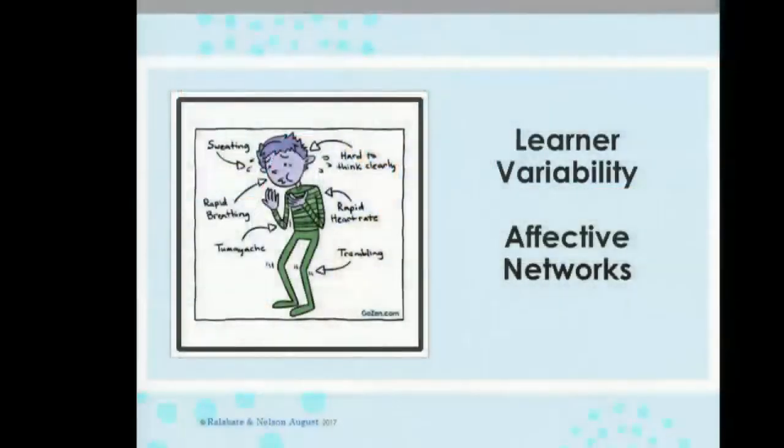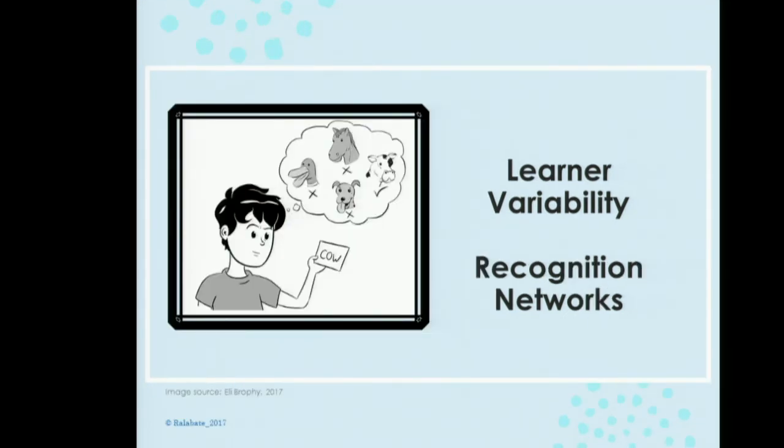There's learner variability among the affective networks, so we're going to have students who are going to be very comfortable in our classrooms, and we're going to have students who are like this fellow. They're nervous, they're stressed out, they have a difficulty thinking clearly. There's going to be learner variability among the recognition networks, where some students are going to need extra support in order to be able to understand the content and make meaning out of it.